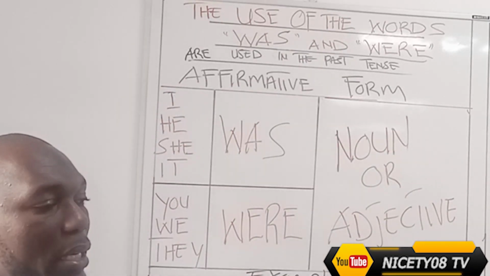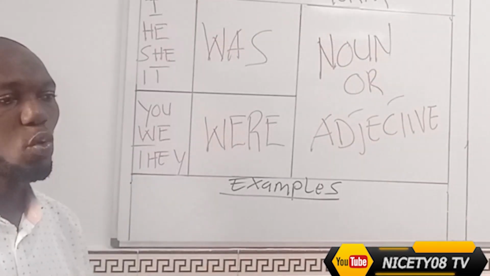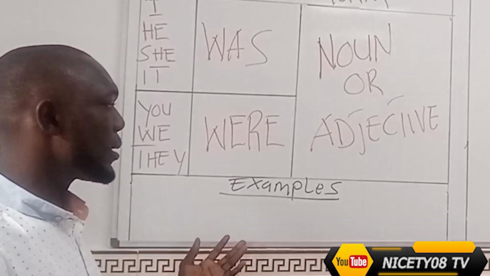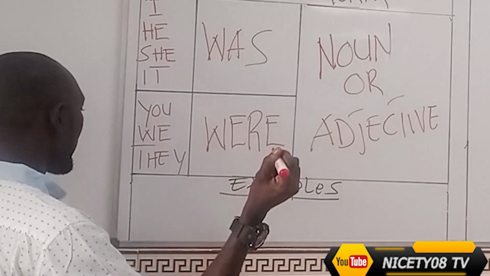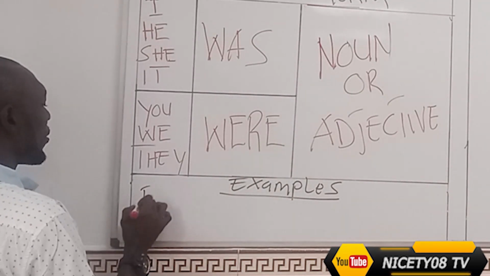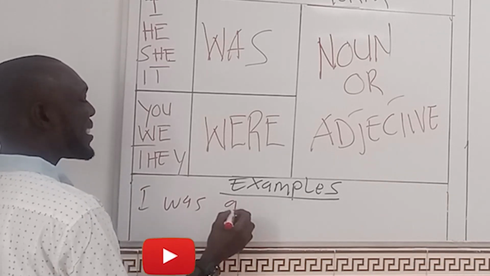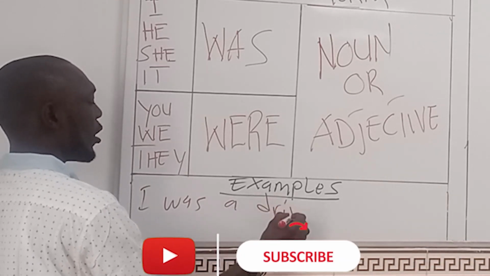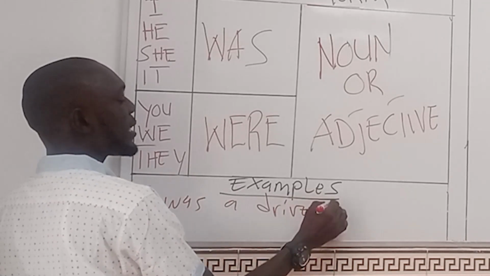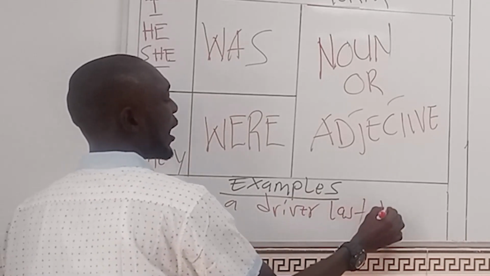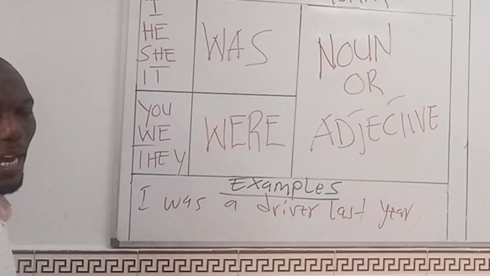Mkapo utakuwa umesema nilikuwa, alikuwa, kilikuwa. Katika njia nyepesi, sio kuwa na mzunguko mkubwa, ni nyepesi sana. So let's look at examples. So number one, let's say I was a driver. I was a driver last year.